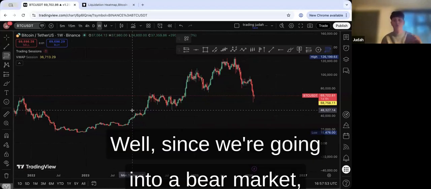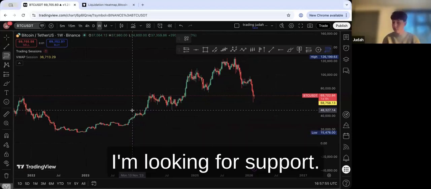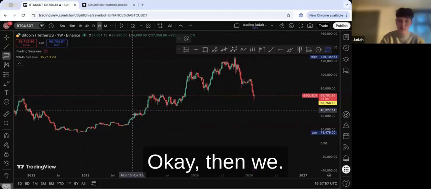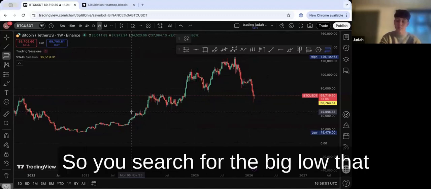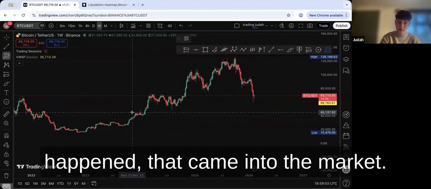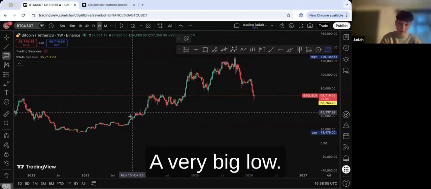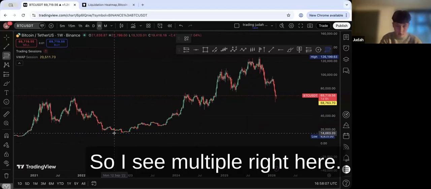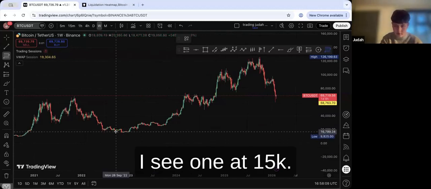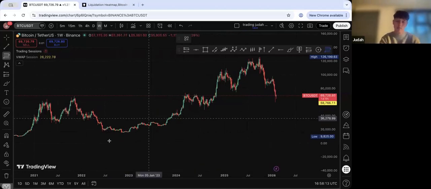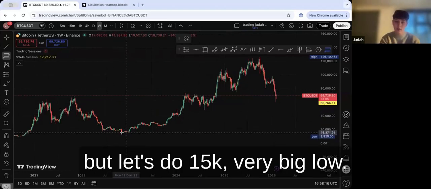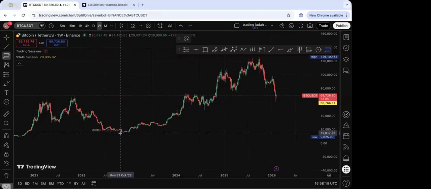Well, since we're going into a bear market, I'm looking for support. Okay. Then how do you use this? So you search for the big low that came into the market. A very big low. I see multiple right here. I see one at 15k. I see a low at 49k. But let's do 15k, a very big low, and then you just click.